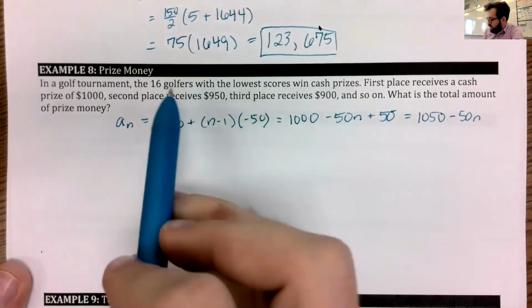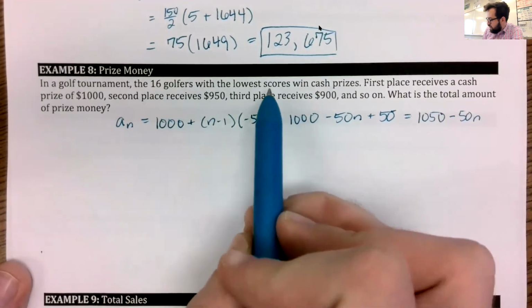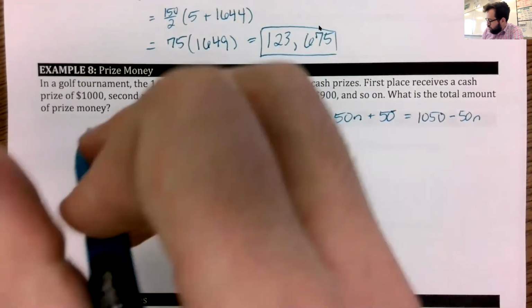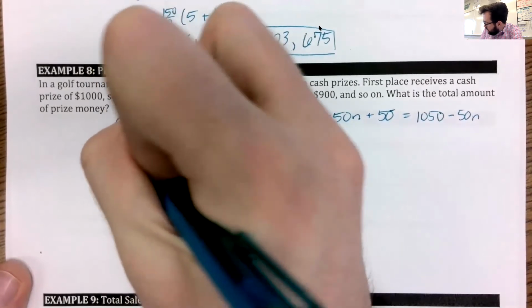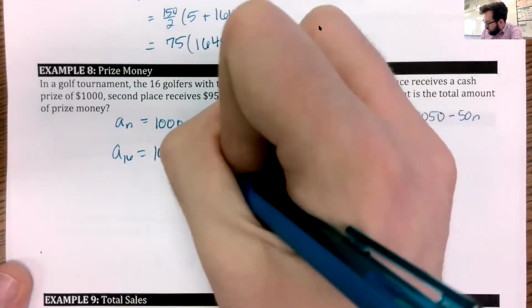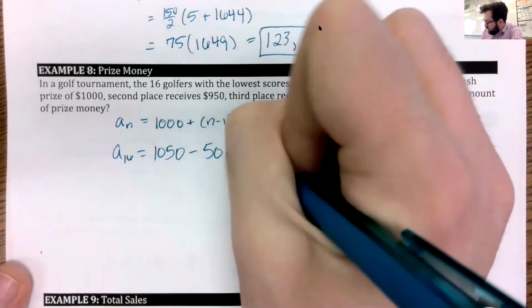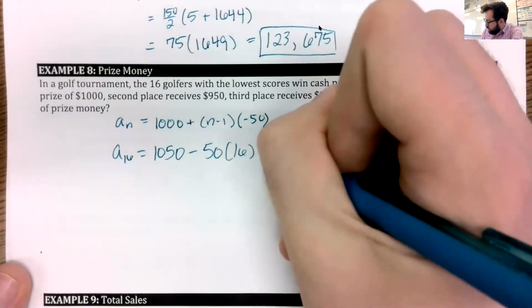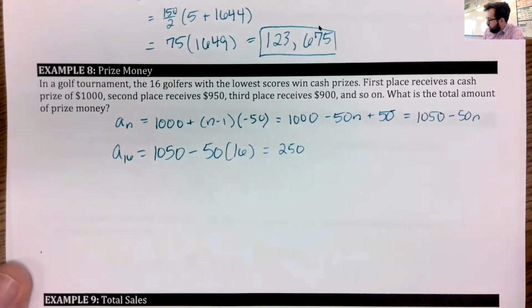But I need the 16th term because that's the last person that gets a cash prize. So I'm going to do A sub 16. It'll be 1,050 minus 50 times 16. And that's going to be 250 as the lowest prize.